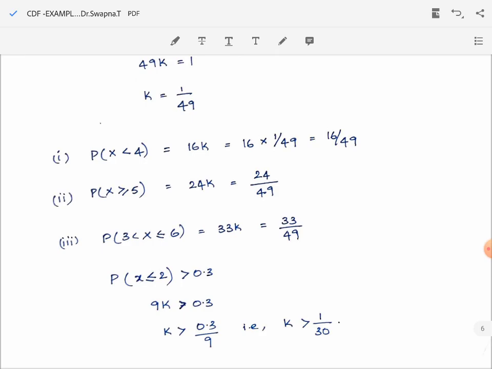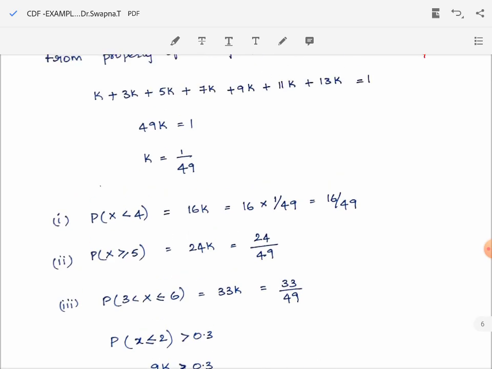So this is how we do the problems. In this session I have discussed a few problems which are university questions. I hope these problems help you and give an insight into how to apply these CDF formulas as well as the properties, and also how to plot the cumulative distribution function.